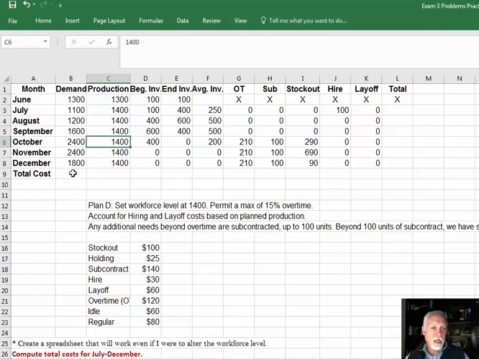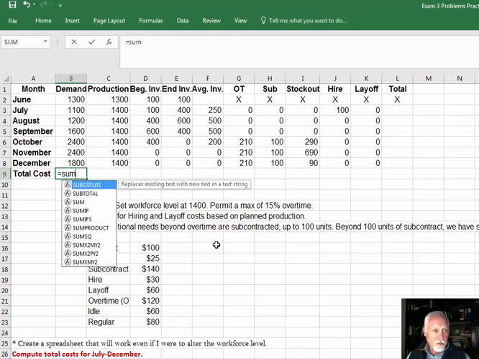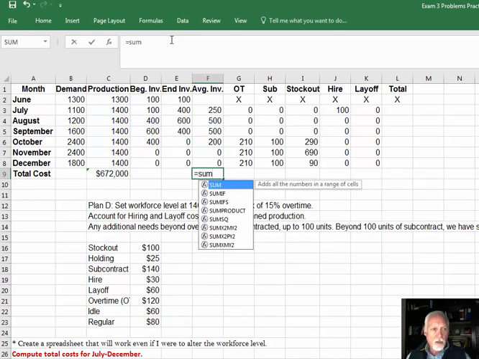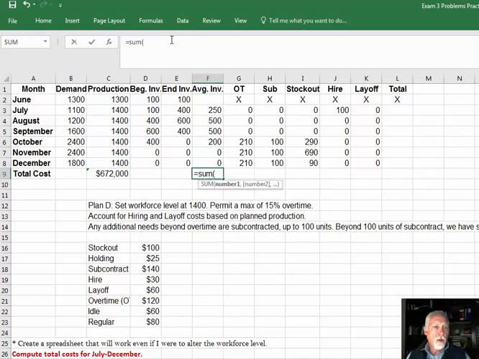Last issue is to create total costs. So the total cost is the sum of the production, and this is just July through December. So this is C3 to C8. And that whole thing is times the regular cost, which is down there in D23. And then we look at the sum of your average inventory.